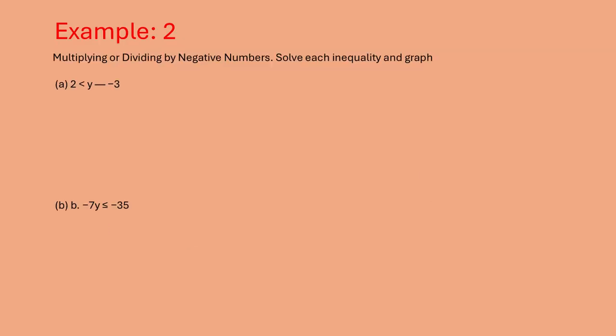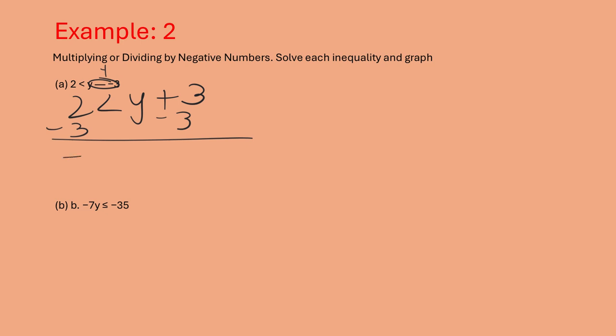Let's practice on the next. Here it says 2 is less than y minus negative 3. What's the first thing I have there? I have a minus and a negative. What does that become? That becomes a positive. So I have 2 is less than y plus 3, right? What do I do now? Subtract 3 from both sides. So what's 2 minus 3? Negative 1 is less than y.